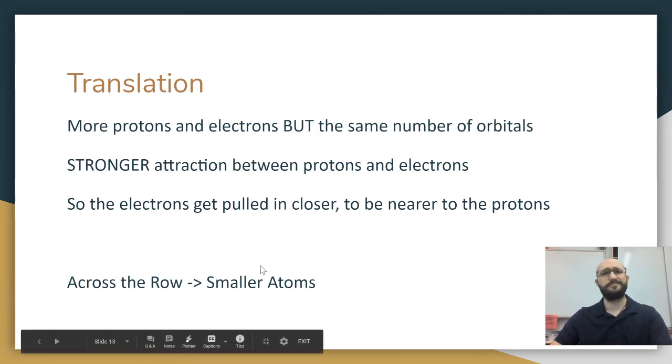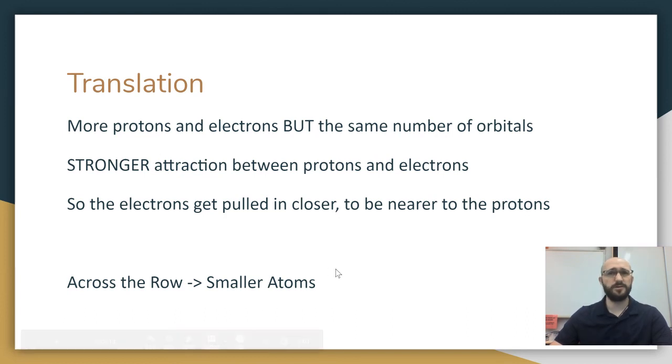All right, there you go. That was your reteach for atomic size, also known as atomic radius. Good work.